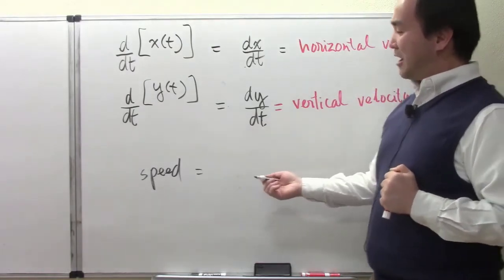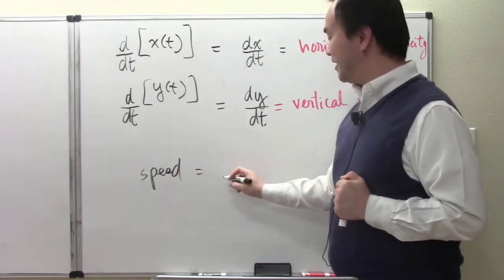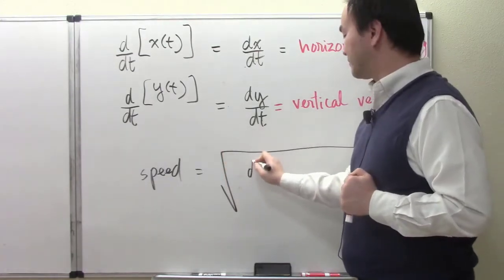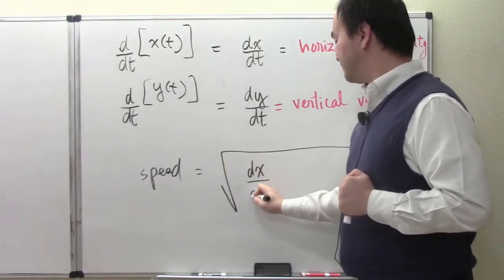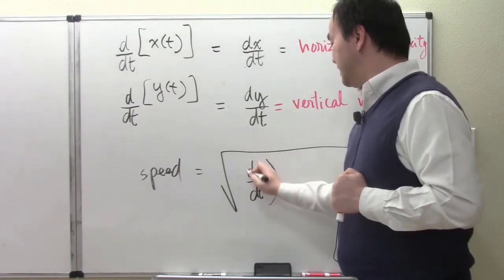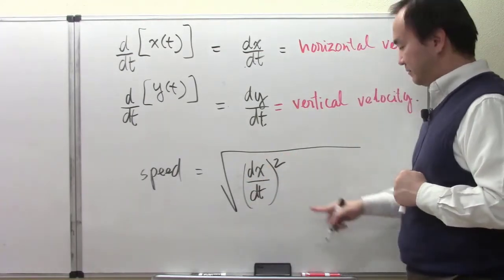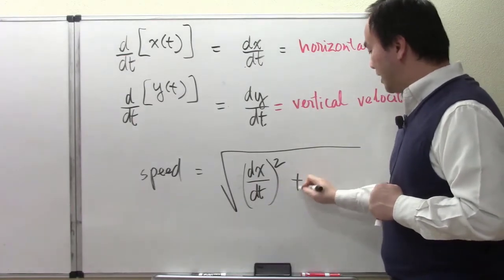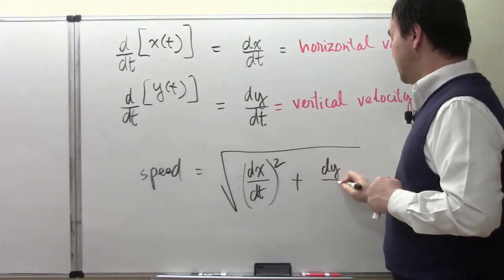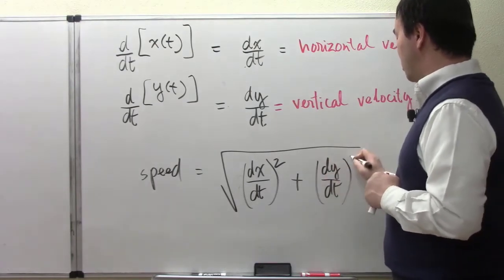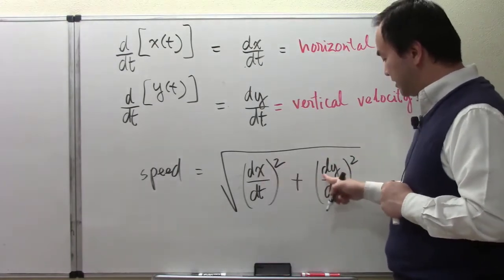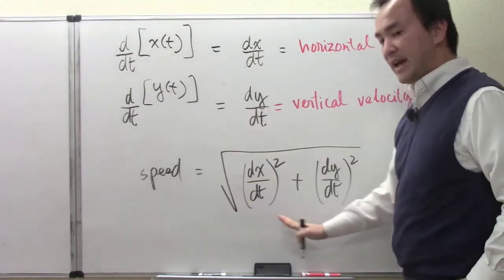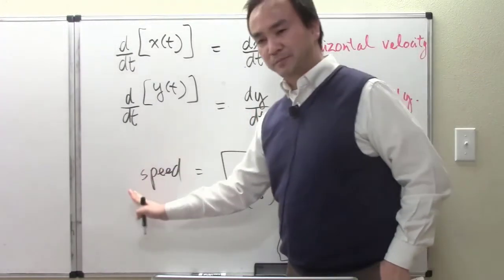But now speed is simply the square root of the horizontal velocity squared, (dx/dt) squared, plus (dy/dt) squared, all inside of the square root. This is the calculation that gives us speed.